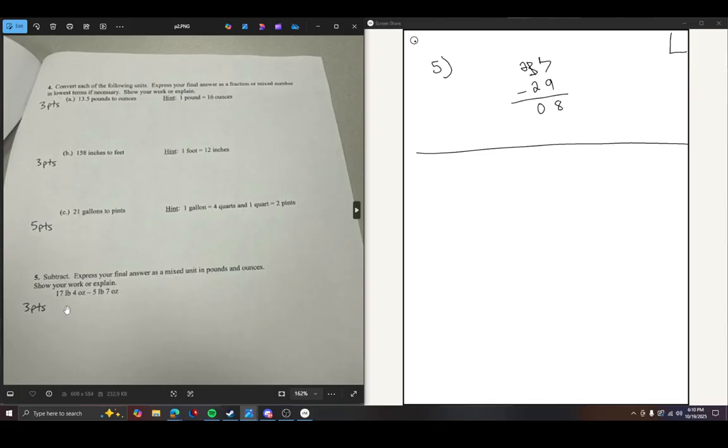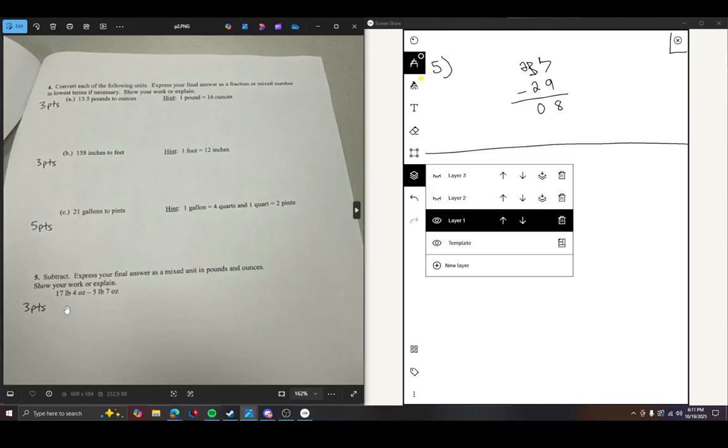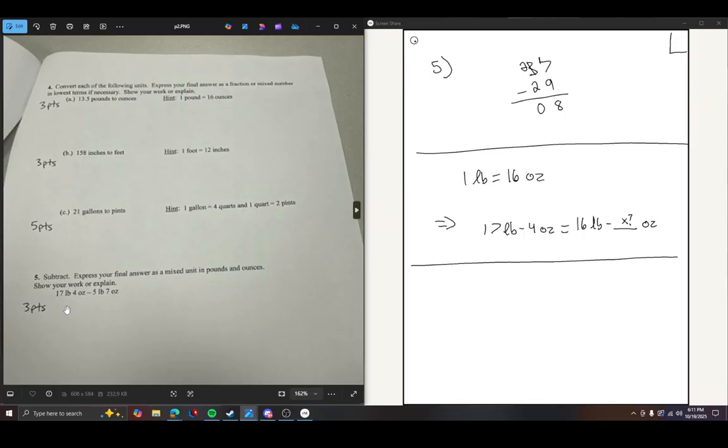So it's a similar concept here, right? If you have 17 pounds 4 ounces, you could subtract 5 pounds from 17 pounds and you'd get 12 pounds. But you have 4 ounces, and you're trying to subtract 7 ounces. It's the same concept: you're going to go negative. So what you could do is borrow from the pounds, and we're going to add to make the ounces larger.